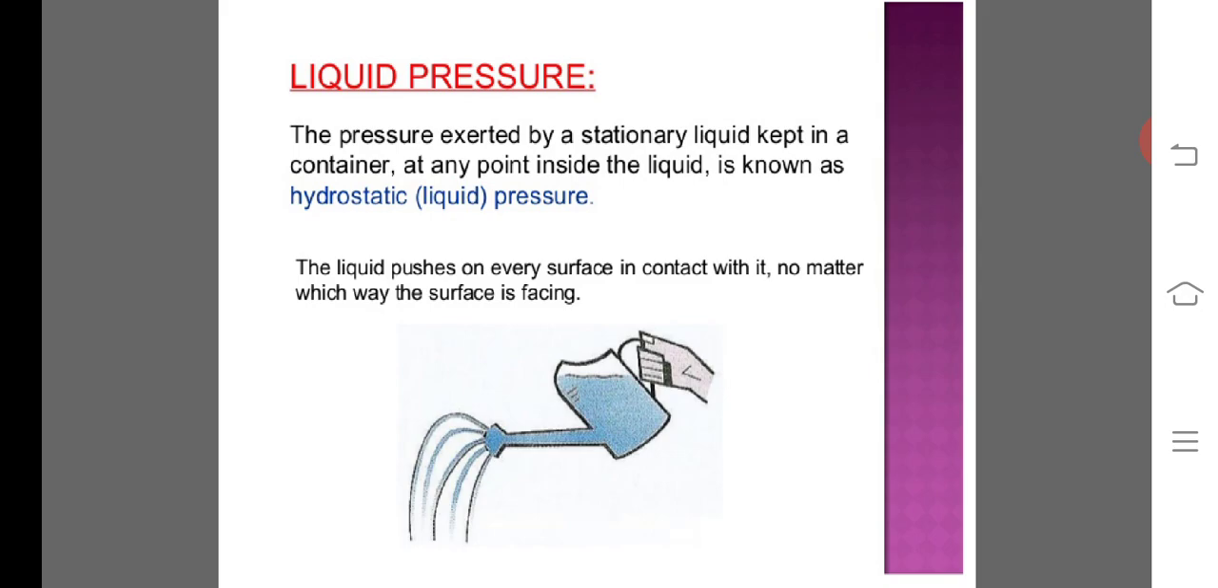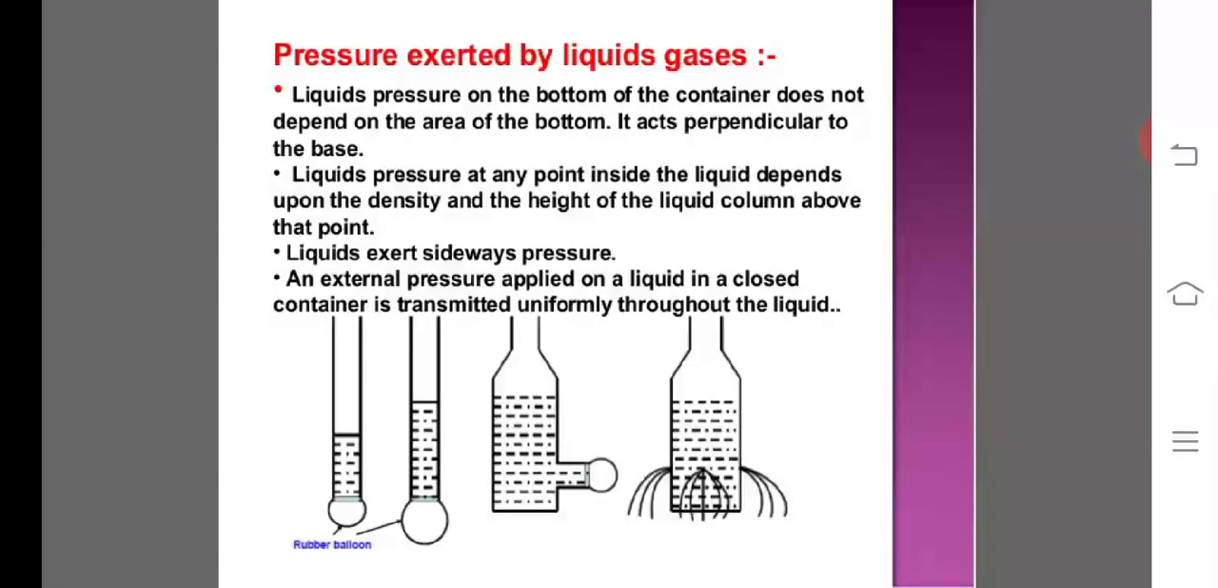Liquid pressure. The pressure exerted by stationary liquid kept in a container at any point inside the liquid is known as hydrostatic pressure. The liquid pushes on every surface in contact with it, no matter which way the surface is facing. Liquid pressure on the bottom of the container does not depend on the area of the bottom. It acts perpendicular to the base.